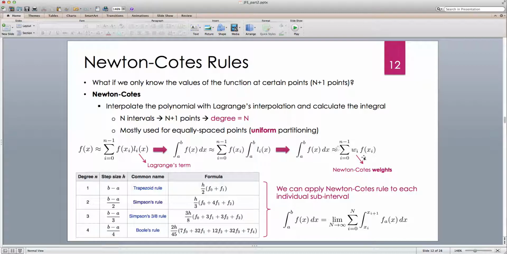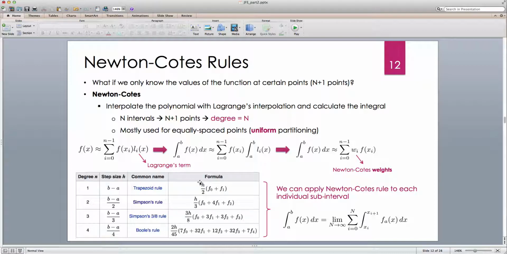Now the difference here is that we calculate the value of the function times some weights, which are called Newton-Cotes weights, right? And these weights are the integral of the Lagrange terms, right? And this gives a better approximation of the integration, instead of having just simply f of xi times delta x, all right?